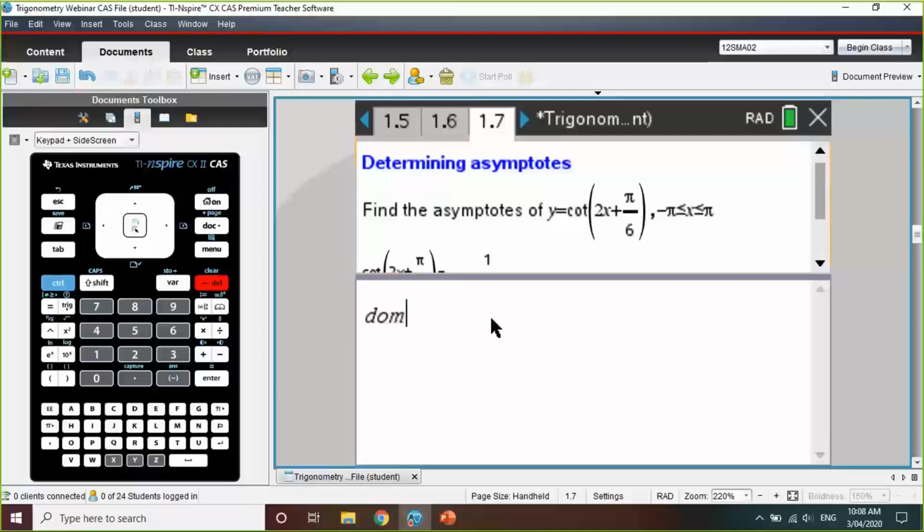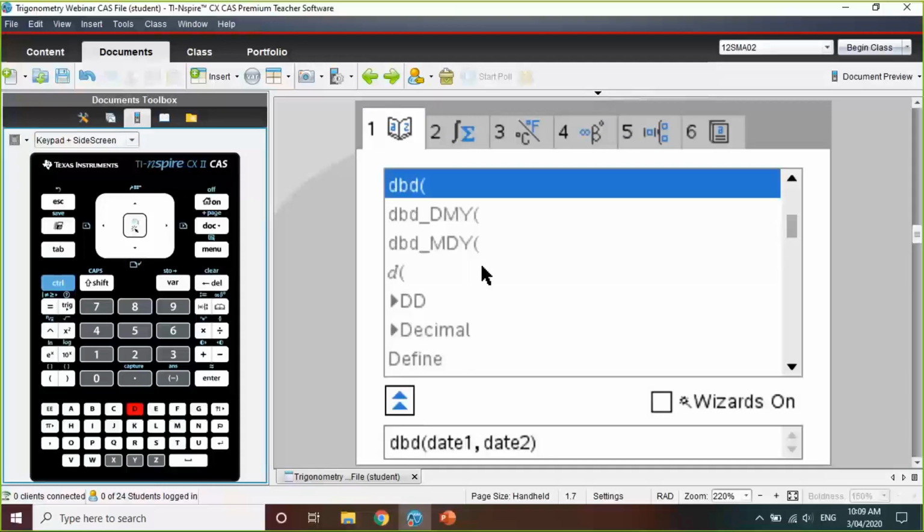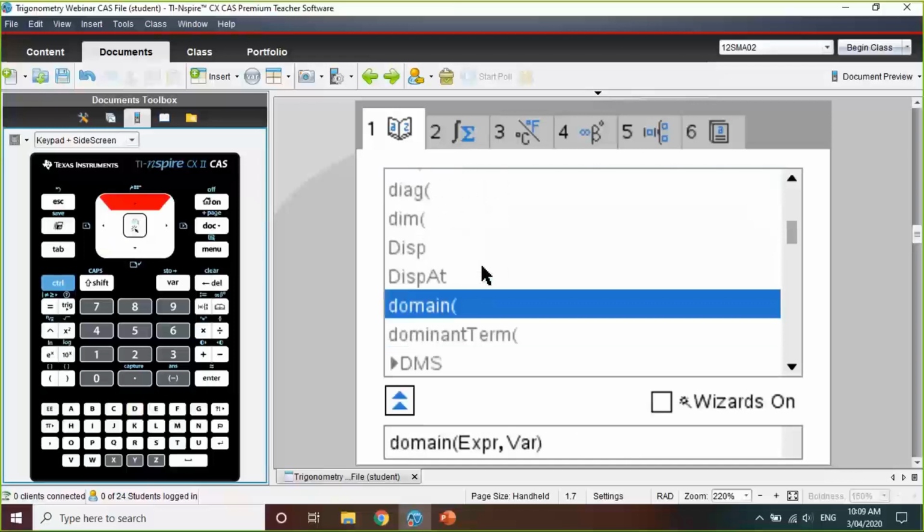The other option, if you find it a bit cumbersome, is this book button here on the right-hand side, the catalog button. If we click that open, it comes up with all the predefined commands in our CAS. It's all alphabetical, so I want to go to the D section; I can press D on my keyboard and scroll down and eventually find domain. Okay? And also by using the catalog, it tells us the structure of our syntax. So I need to type in my expression followed by my variable.